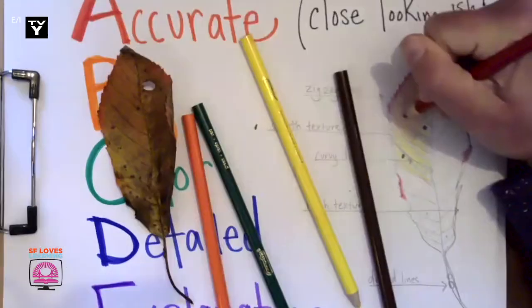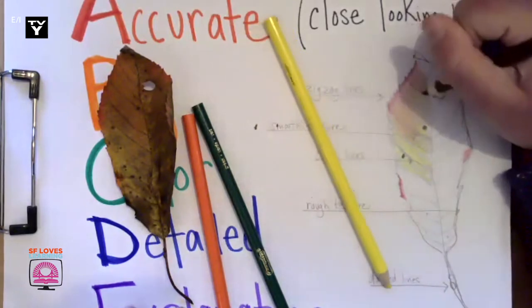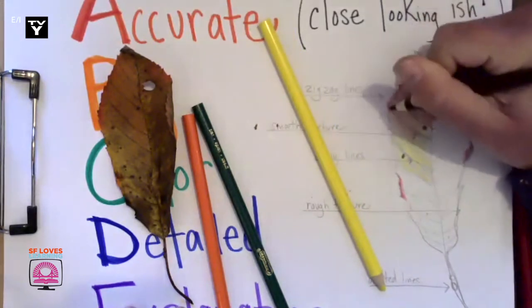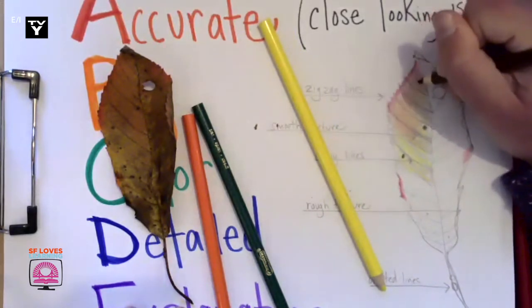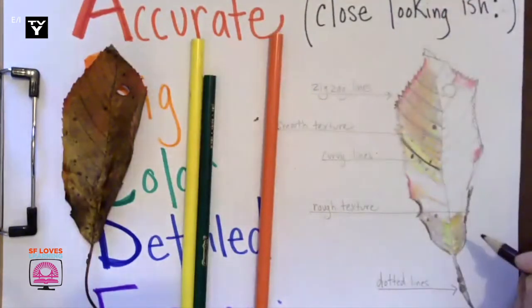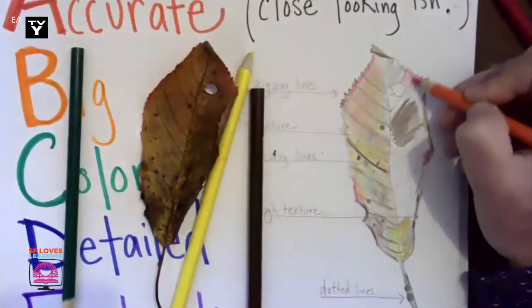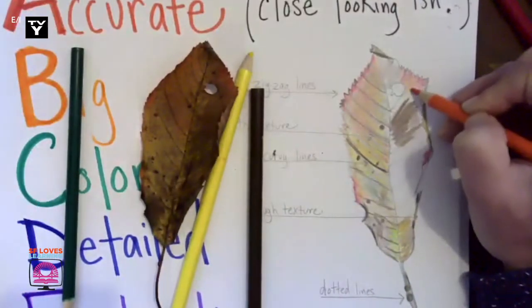I'm going to make my drawing big so that others can see it clearly. I'm going to add color that shows what I see on my leaf. I'm going to add as many details that I notice in my leaf as possible.